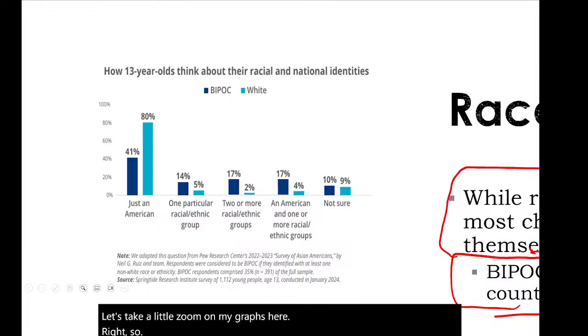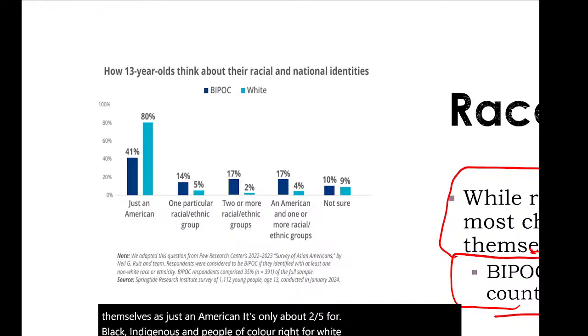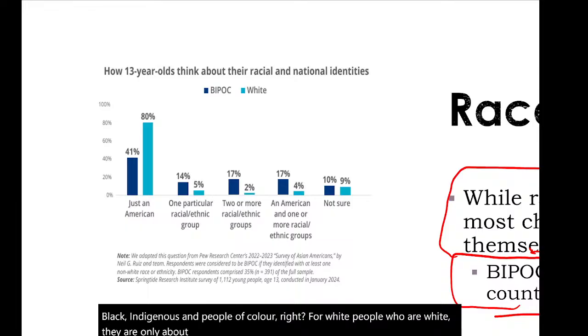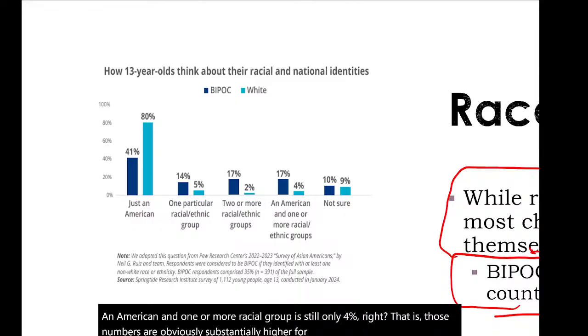So how do 13-year-olds think about their racial and national identities? You see, for white Americans, 80% of them think of themselves as just American. It's only about 2/5 for Black, Indigenous, and people of color. For white people, only about 5% identify with one particular racial or ethnic group. Two or more, it's only 2%. And for an American and one or more racial groups, it's still only 4%. Those numbers are obviously substantially higher for people from racialized groups.